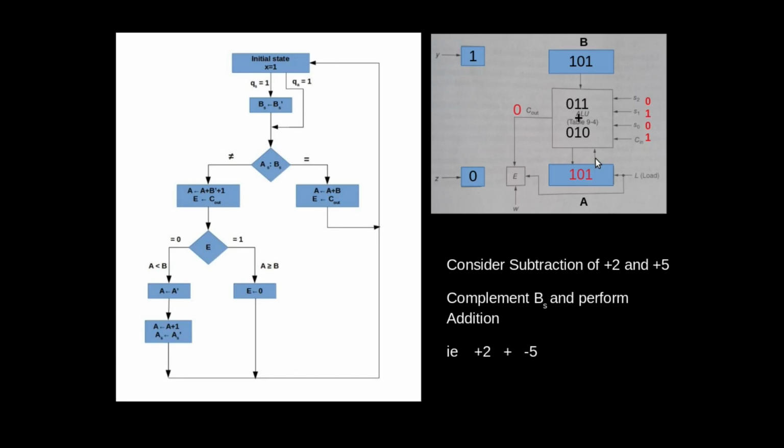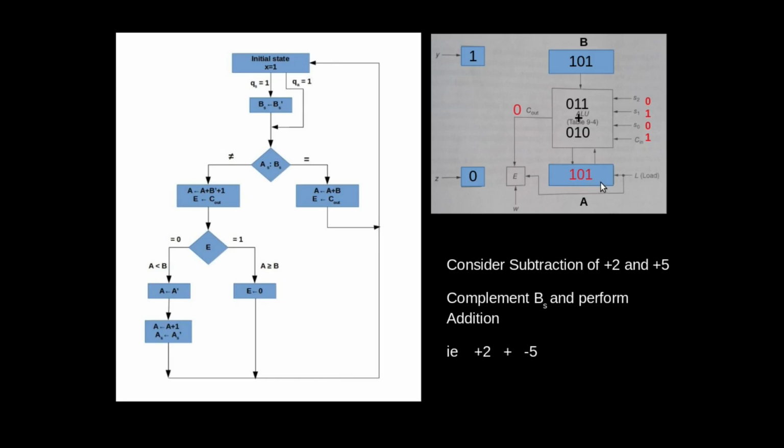So 0 plus 1 is 1, 1 plus 1 is 0, with carry, plus 0 plus 0 is 1, and the carry out will be 0. Okay, this will be the result. So now we got a result like this. A register has 101 and carry out is equal to 0.